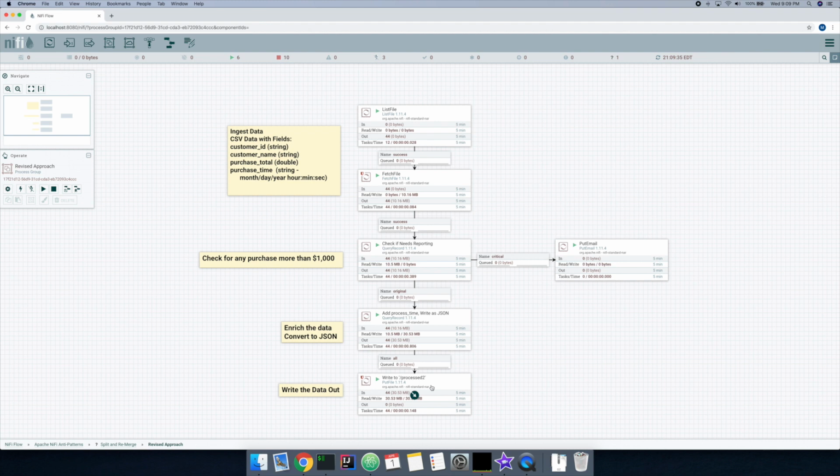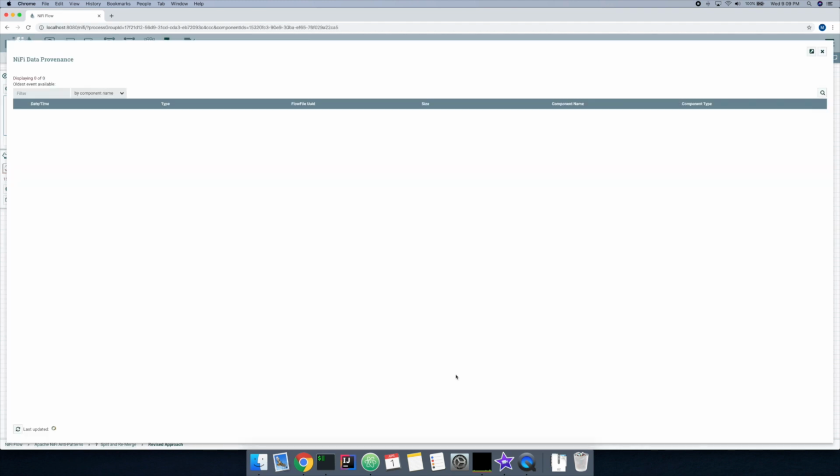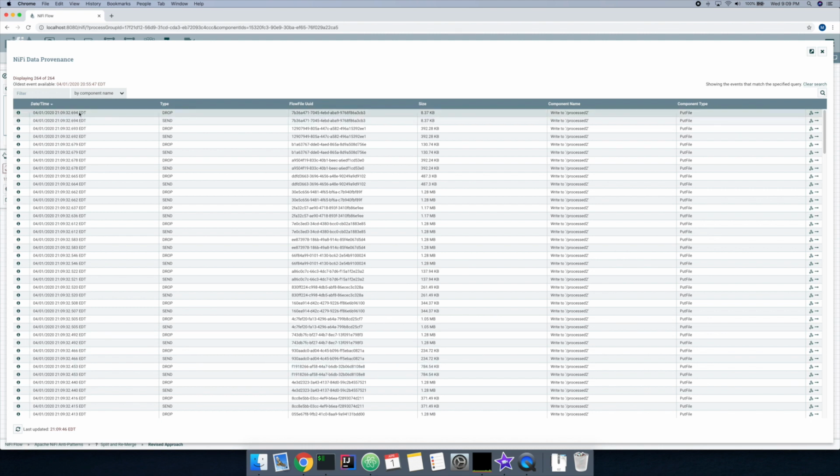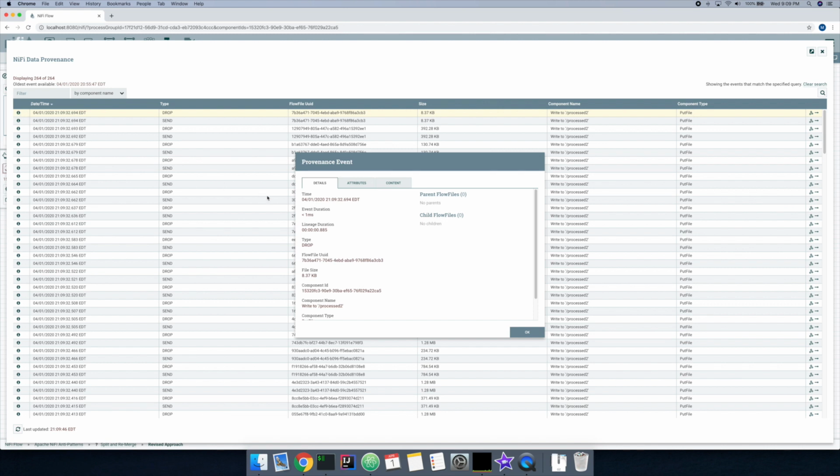So if we come down here and look at the provenance data for the put file processor, just like we did before, and we look at the event details for this particular drop event, what we saw before was about 47.5 seconds. And with this version of the flow, that time's now been reduced to 0.885 seconds or 885 milliseconds. So we went from about 47, 48 seconds to less than 1 second. So we saw this flow performing about 50 times faster than the previous version of the flow.